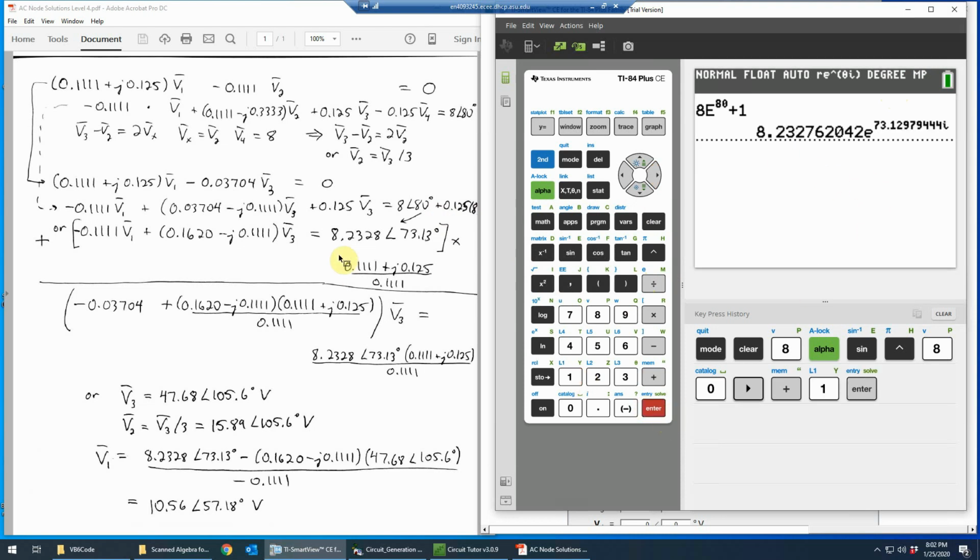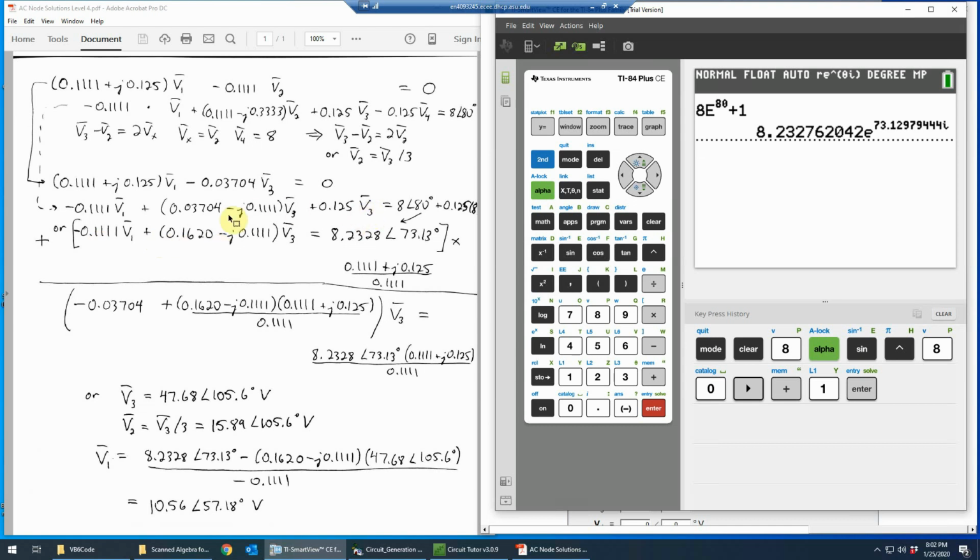And so that's the value that's shown here, 8.2328 angle 73.13 degrees. Okay, and then we basically simplify that equation here. So that's just basically redrawing the equation here.